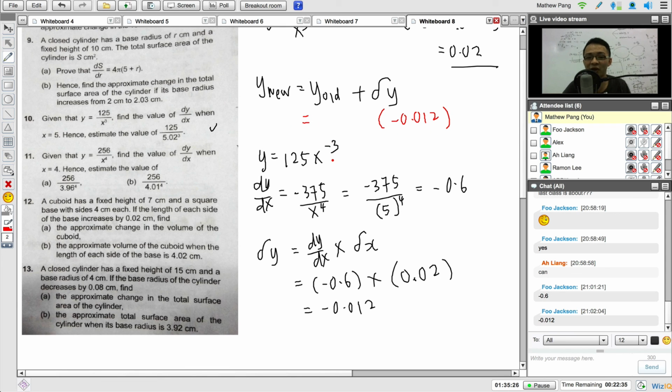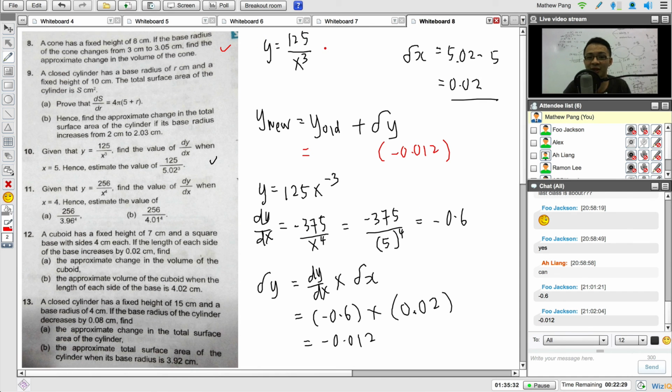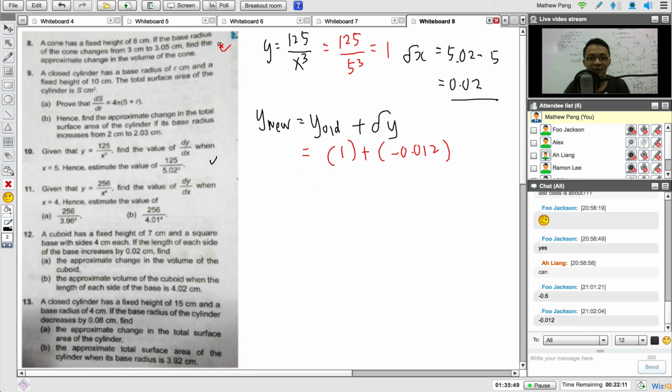Now I want to find my old value of y. The old value of y is quite simple. You just substitute the 5 into that. So you get 5 cubed. 5 cubed is 125, right? 125 over 125 is 1. So the old value of y is 1 plus this one. Press the calculator, see what answer you get. So basically this is 1 plus answer. Yes, you will get 0.988.